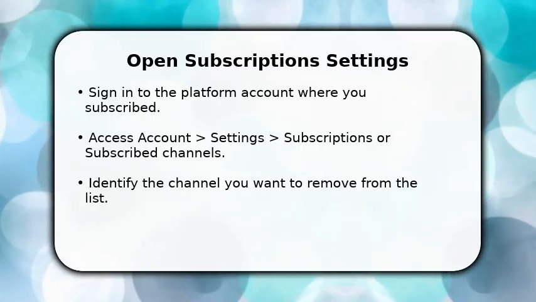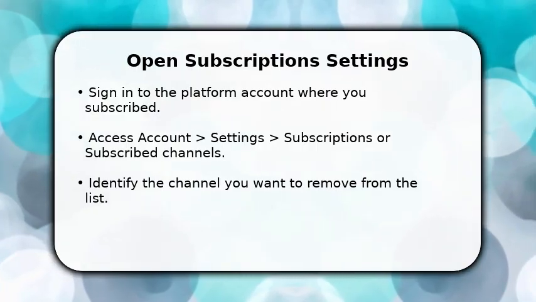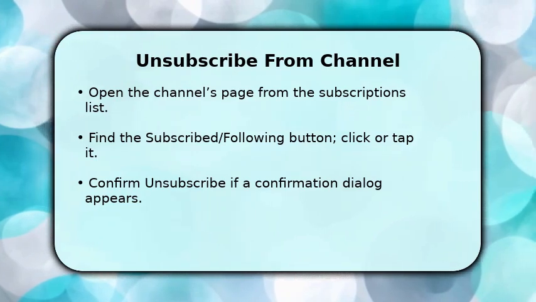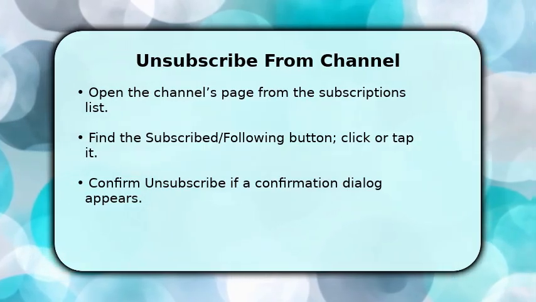If you're on mobile, open the app menu first. These first actions set the stage so you won't have to backtrack later. Now you'll perform the core action. Open the channel's page directly from your subscriptions list so you target the right item.